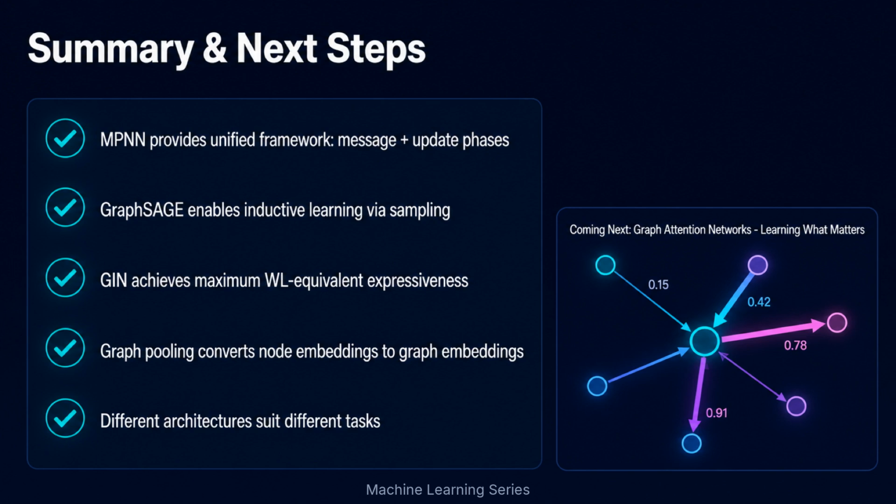In Chapter 4, we'll explore graph attention networks, which learn to weight neighbor contributions differently through attention mechanisms. This allows the model to focus on the most relevant neighbors rather than treating all equally.